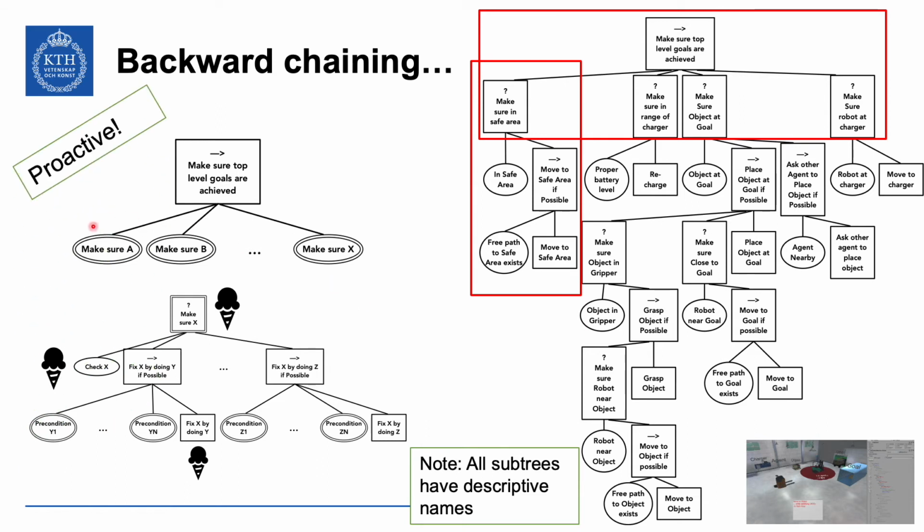And here with this make sure thing, all of a sudden we have access to why we're doing something. Now we're buying ice cream in order to make sure we have ice cream. Now we're grasping an object in order to make sure the object is in the gripper.